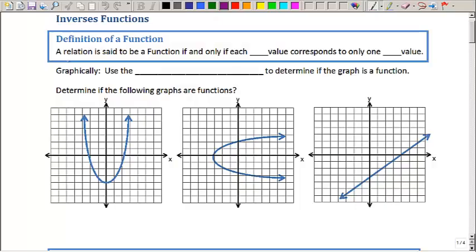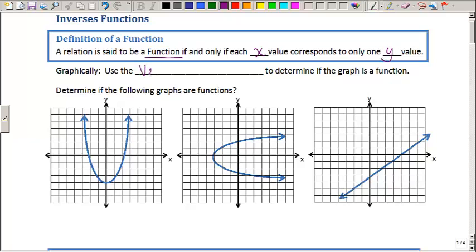Today's lesson is entitled Inverse Functions, but before we get to the definition of an inverse function, we're first going to remind you what a function is, and then we're going to talk about what a one-to-one function is. So first, the definition of a function. A relation is said to be a function if and only if each x value corresponds to only one y value.